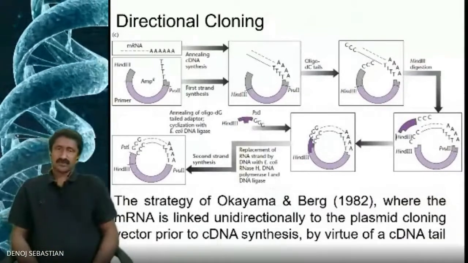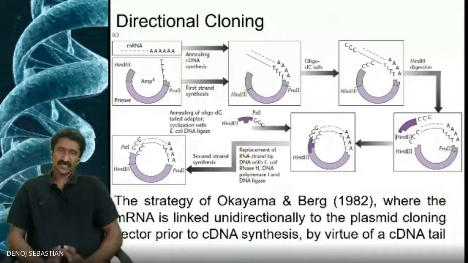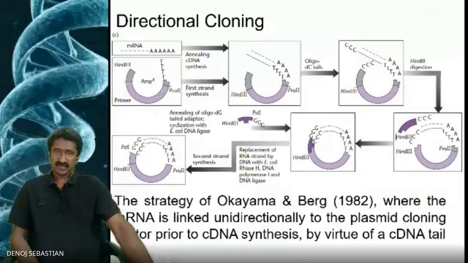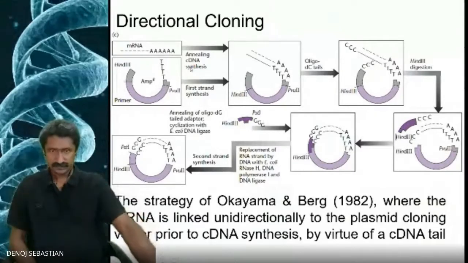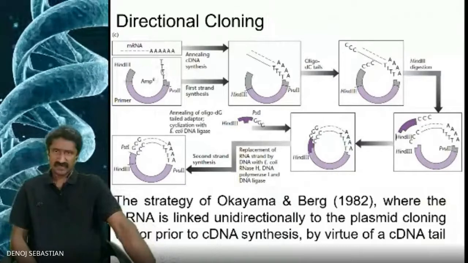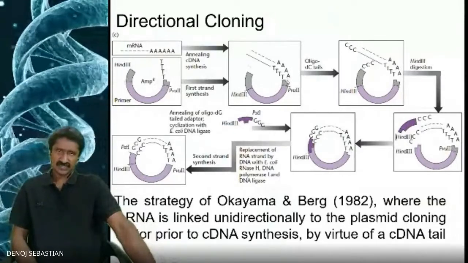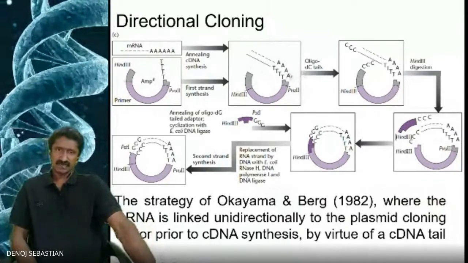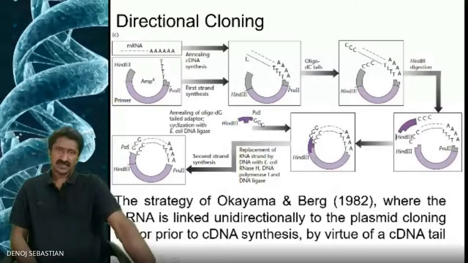Now, this is a strategy from Okayama and Berg in 1982, where the mRNA is linked unidirectionally to a plasmid cloning vector prior to cDNA synthesis by virtue of a tail. You can see that this is an mRNA with a poly A tail, and this is the open vector. Here you can see the vector that is opened. Now, the annealing of this mRNA is given here. Here we have a poly T, which is present in the vector. Now, the first strand is synthesized. The mRNA is attached to the poly T, and this will act as a primer, and the mRNA will be copied, and using that mRNA template and this poly T, the first strand is synthesized.